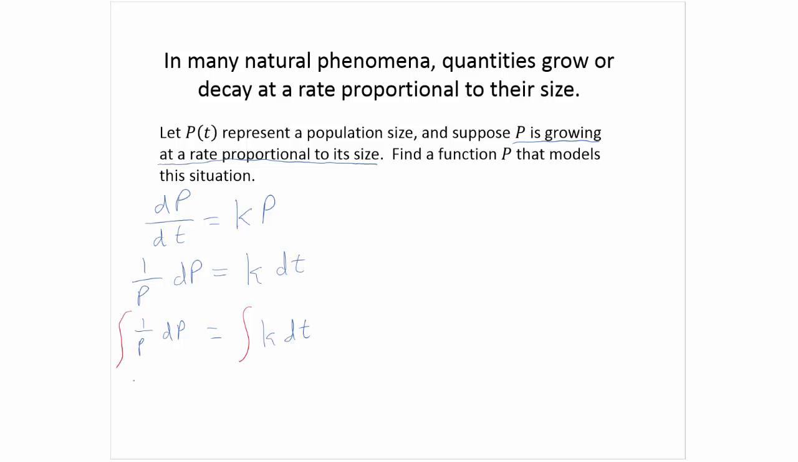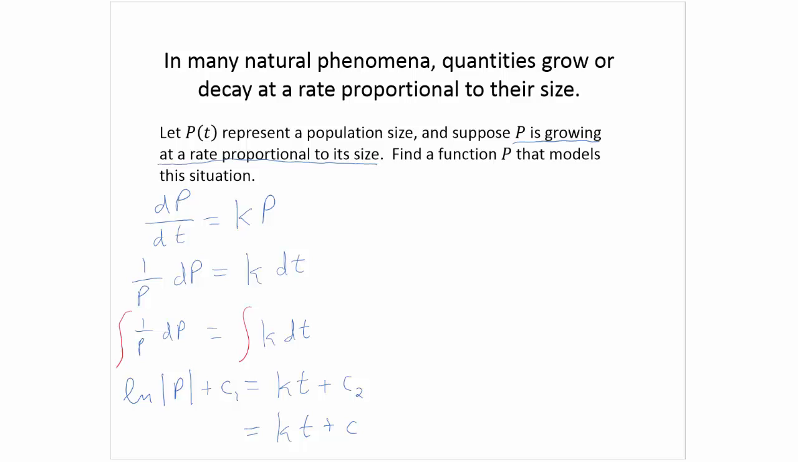The integral of 1 over P dP is the natural log of the absolute value of P plus a constant. I'll call this c1. The right-hand side, the integral of k with respect to t, is kt plus a constant, and I'll call this c2. Those two constants are not necessarily the same, but they are constants. If I subtract c1 from both sides, I can just write a plus c on the other side. c2 minus c1 is just some constant.